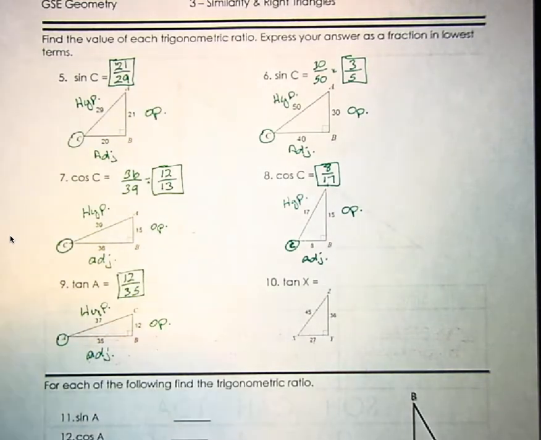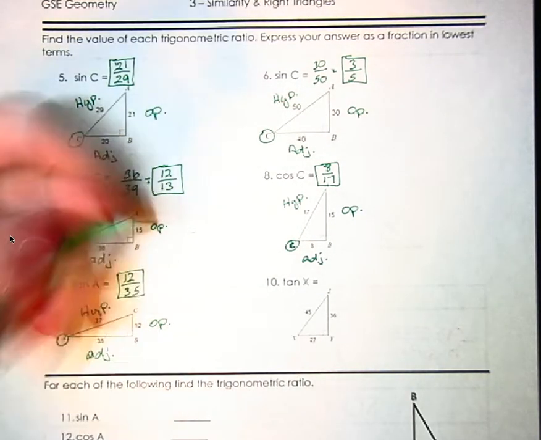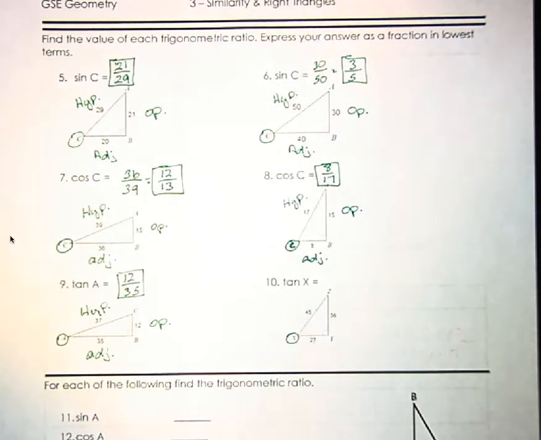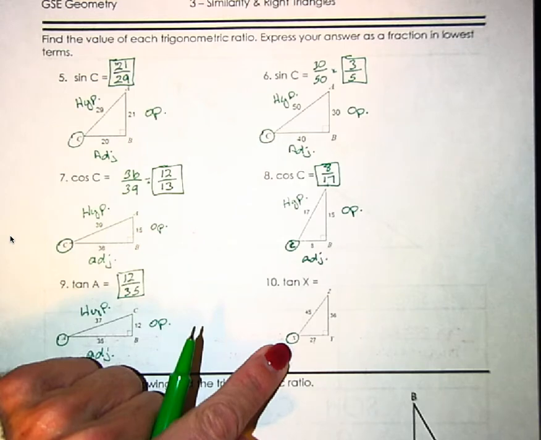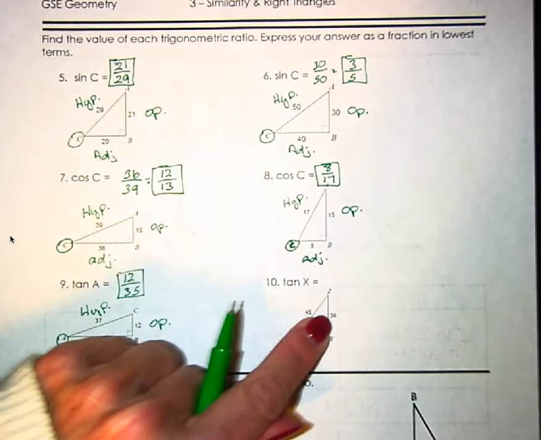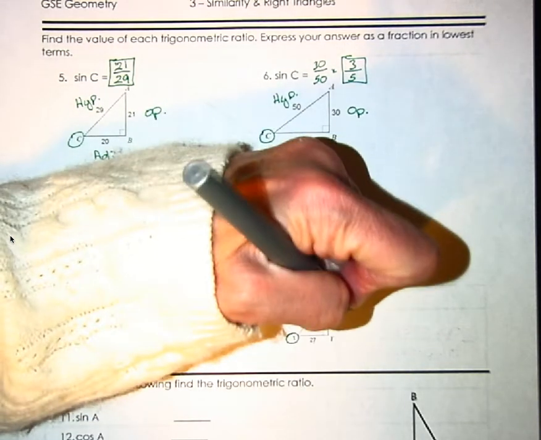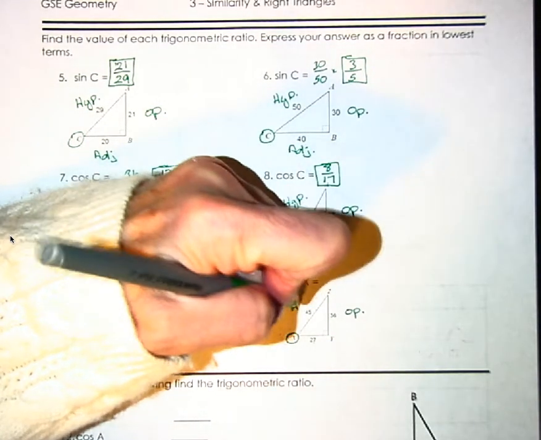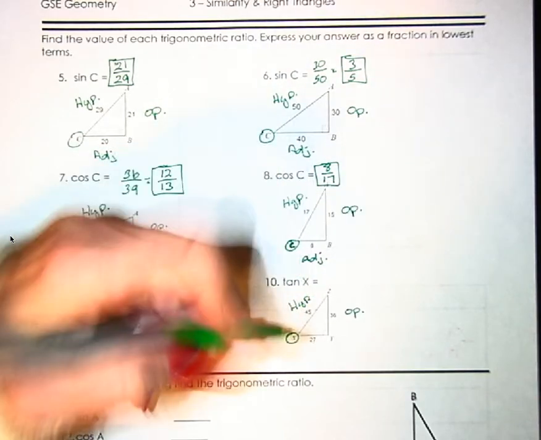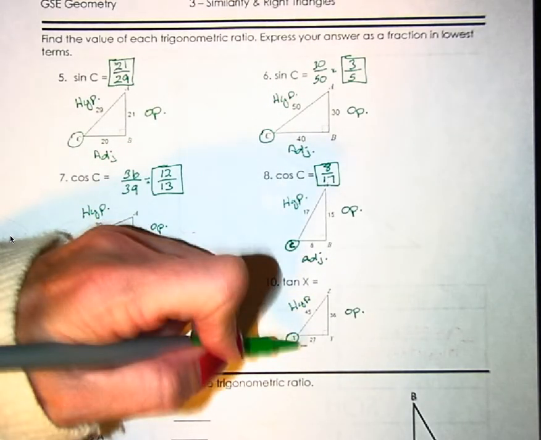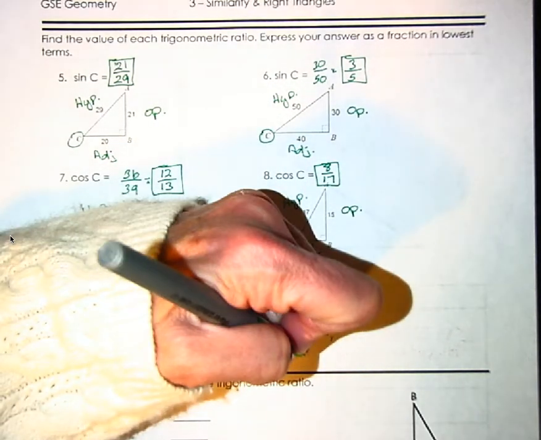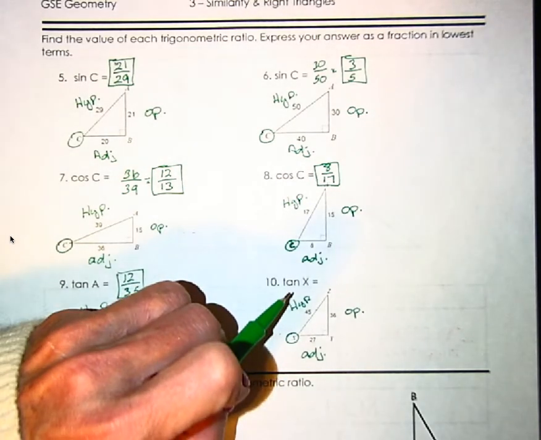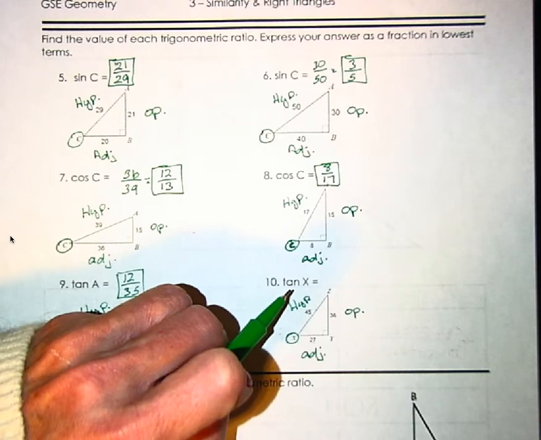Okay, now let's try one more with tangent. So it says tangent of x. So x is right here. That's our reference angle. Now, tangent of x, let's label our sides. Across is our opposite. Across from the right angle is our hypotenuse. And the only side left, which is adjacent to my x, is my adjacent side. And of course, tangent, we just practiced, was opposite over adjacent.